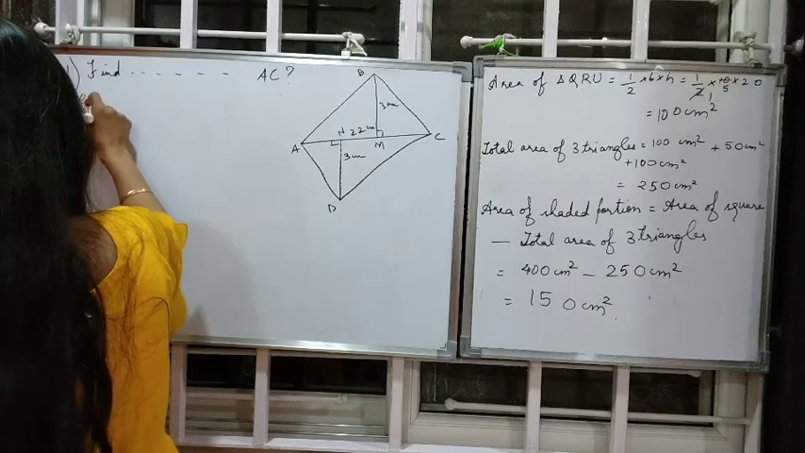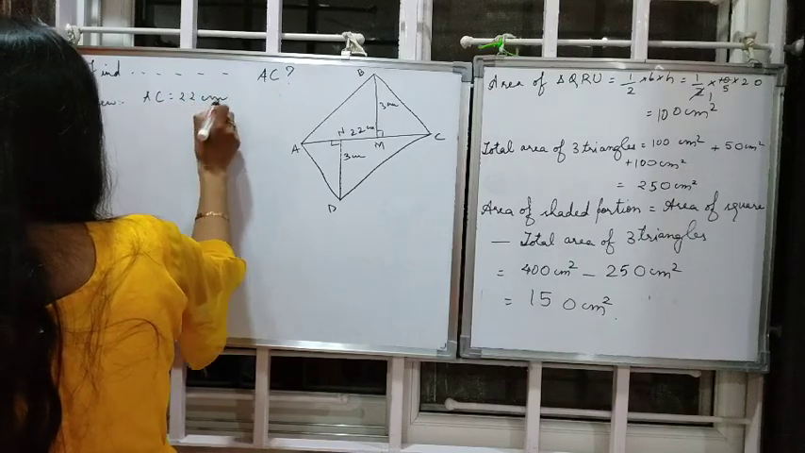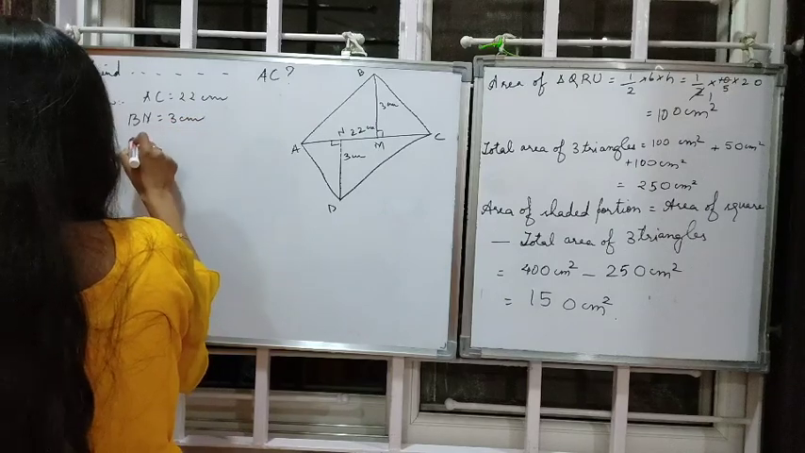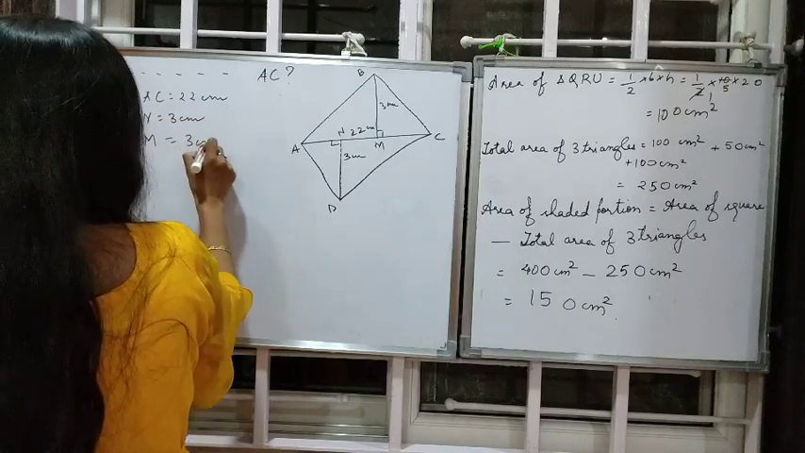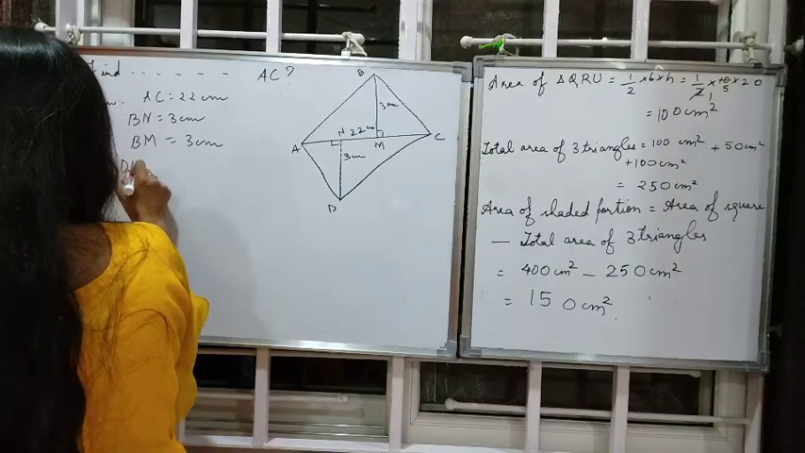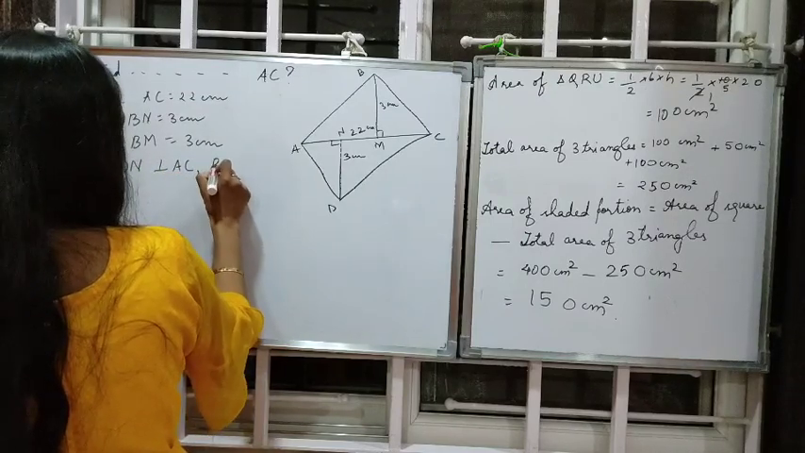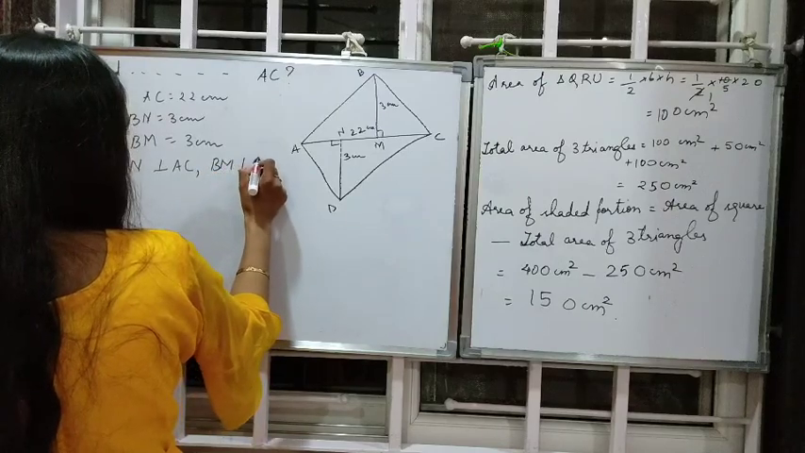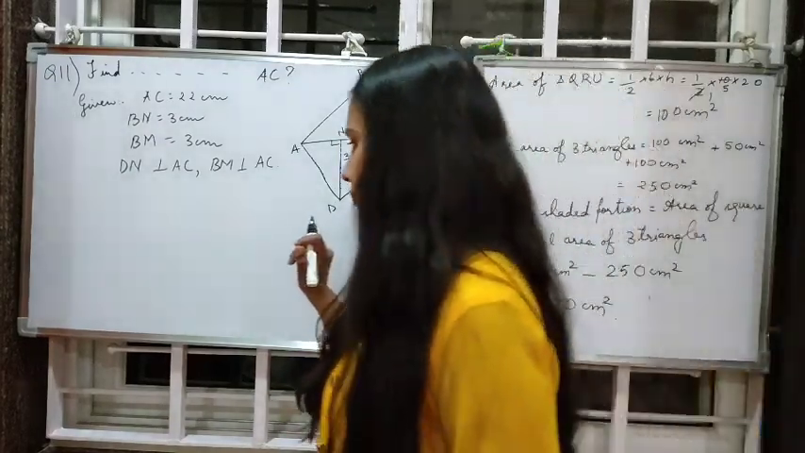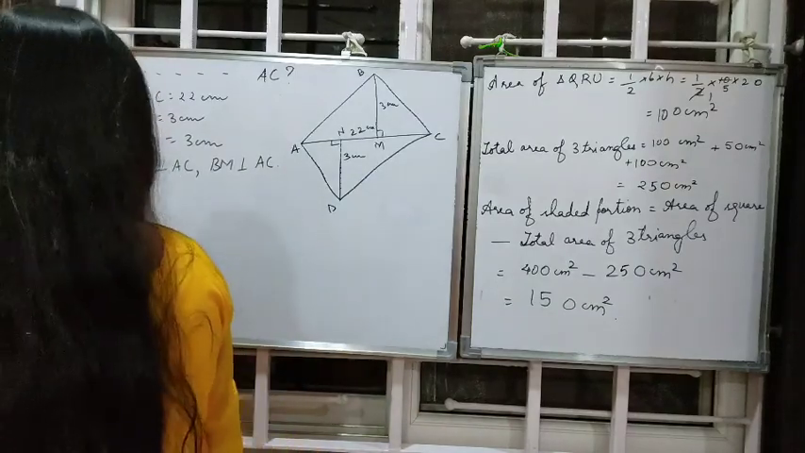So whatever is given, first let's write that. What is given? AC is equal to 22 centimeters. BN is equal to 3 centimeters. BM is equal to 3 centimeters. And also DN is perpendicular to AC and BM is perpendicular to AC. This much is given. Now let's divide this quadrilateral into two triangles.